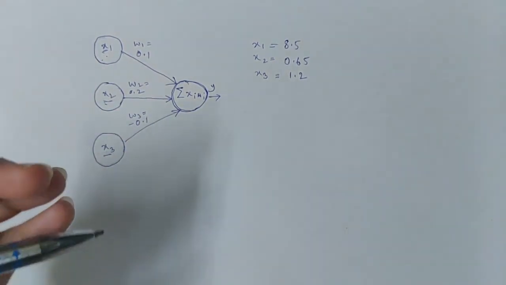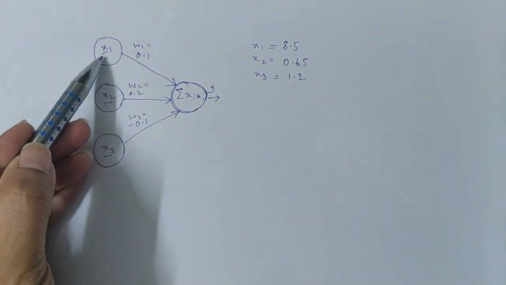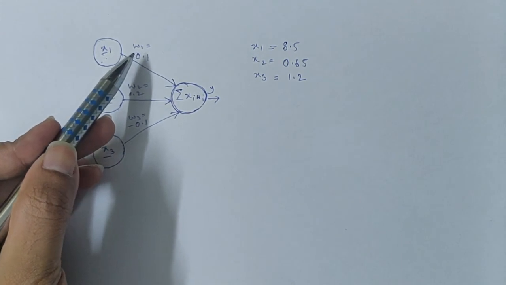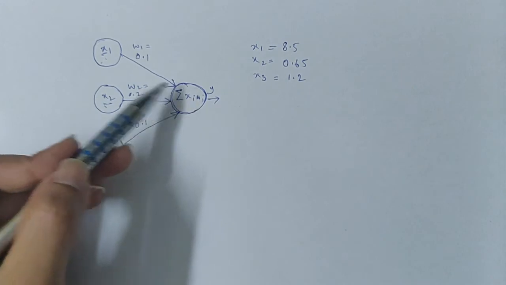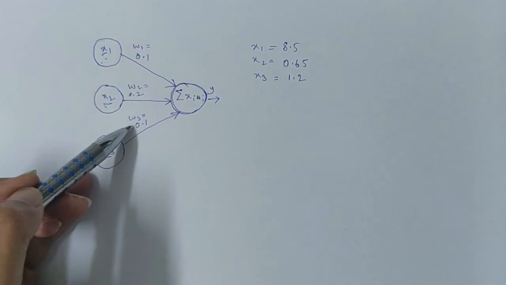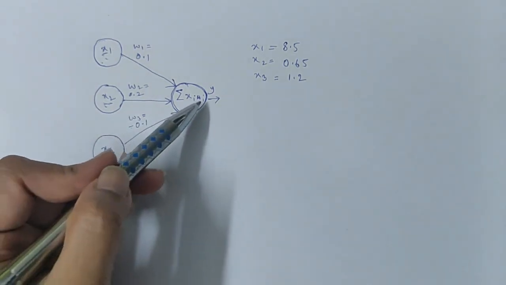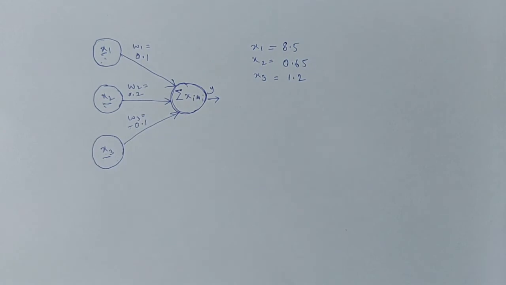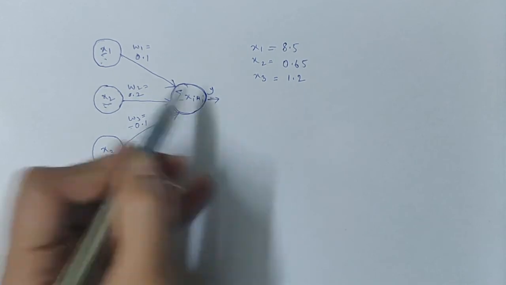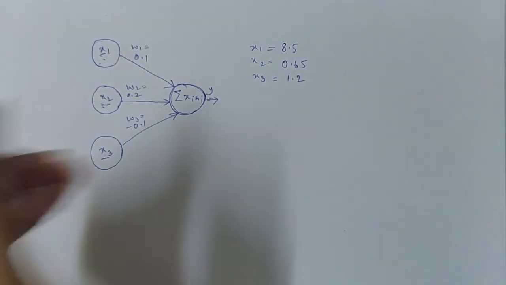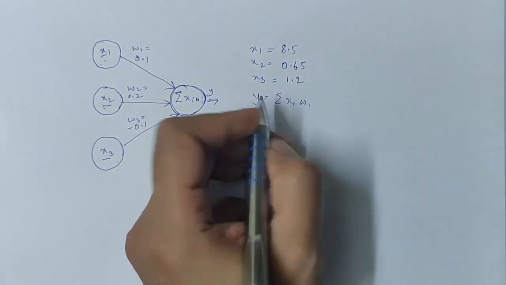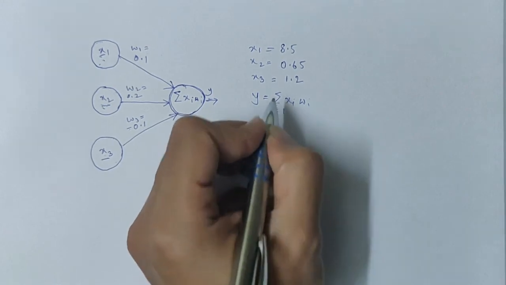The processing node takes all those inputs, multiplied by the corresponding weights, and sums them up. So the processing node only does x1 into w1 plus x2 into w2 plus x3 into w3, which I have written in short within the node as summation of xi wi, and gives that output as y. So y is simply summation of xi wi, i equal to 1 to 3.